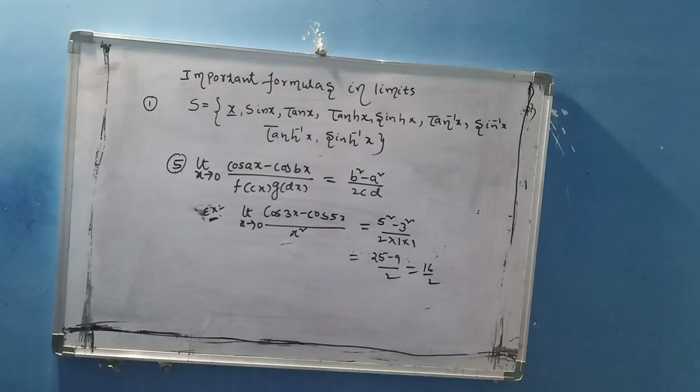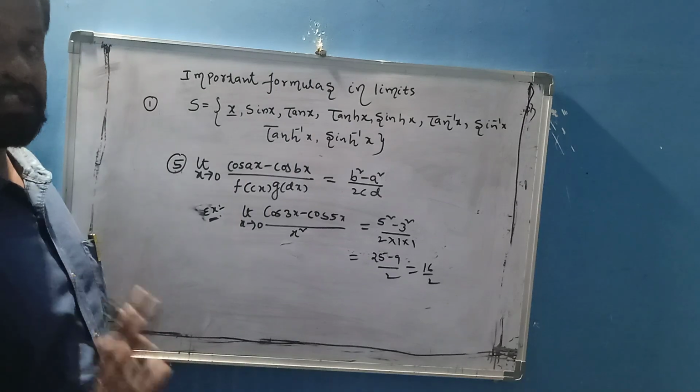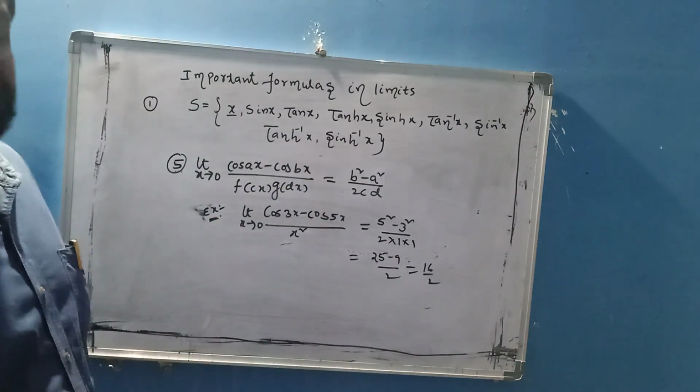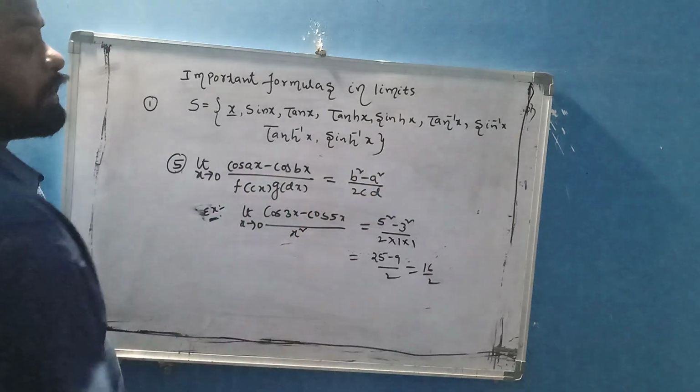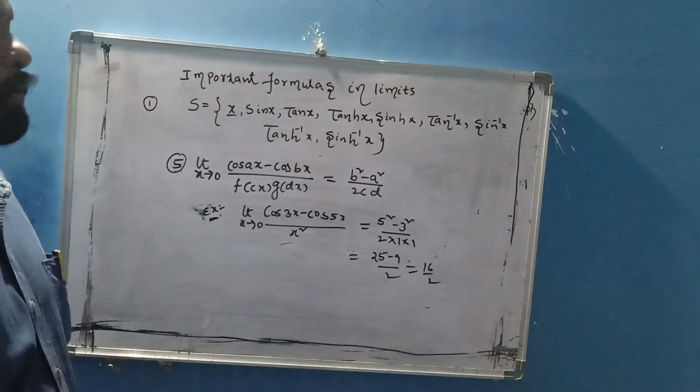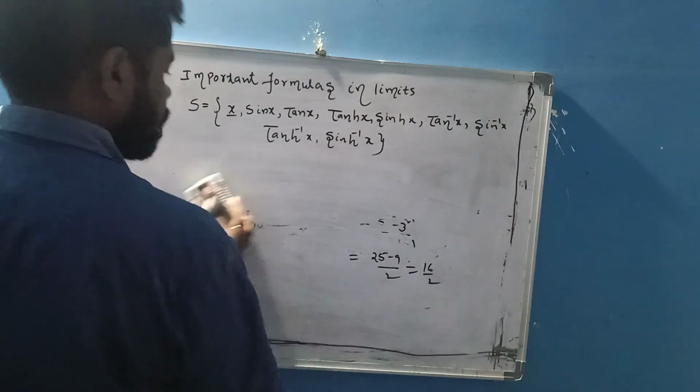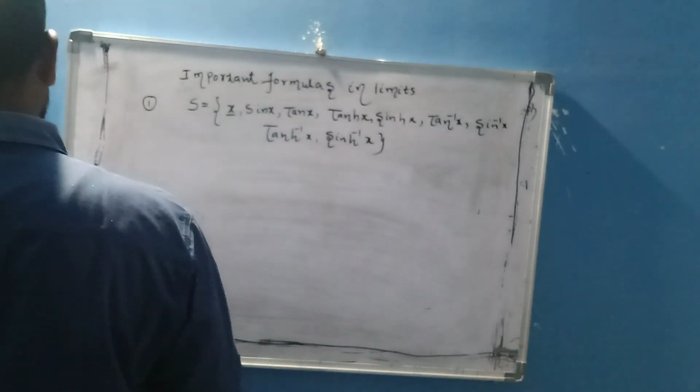Like this, two functions with cos terms are given. If cos ax minus cos bx is given, with the denominator a multiplication of two functions, use that formula: b square minus a square by 2cd. Remember that. Sixth formula. Sixth one.